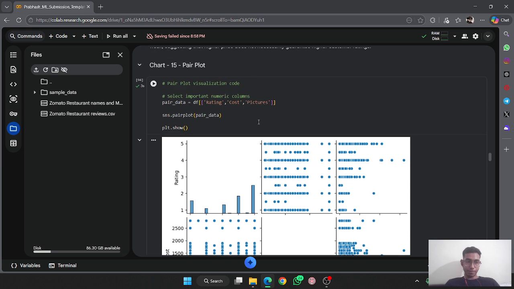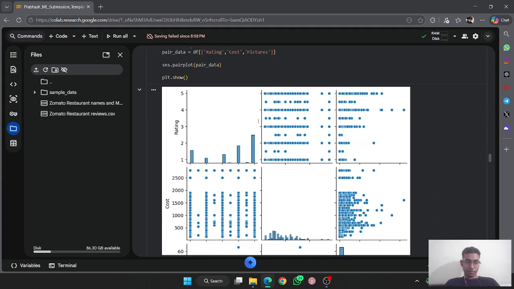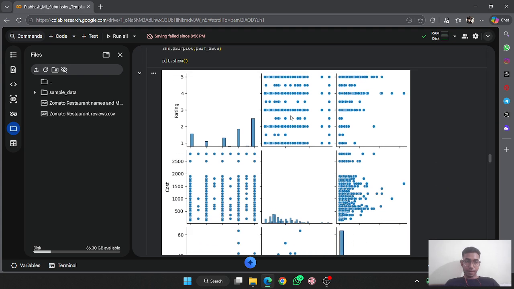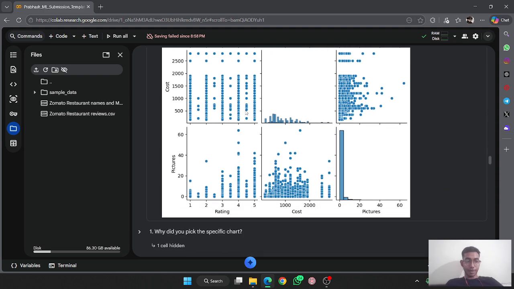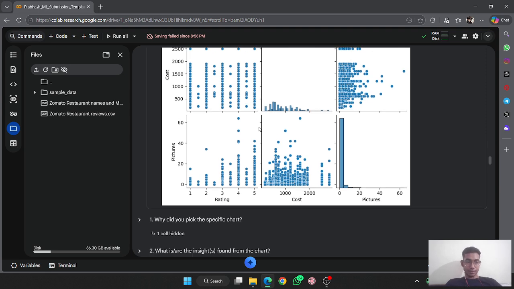Chart 15, pair plot. This pair plot visualizes the relationship between multiple numerical variables simultaneously. This helps identify patterns, distributions, and possible correlations within the dataset.